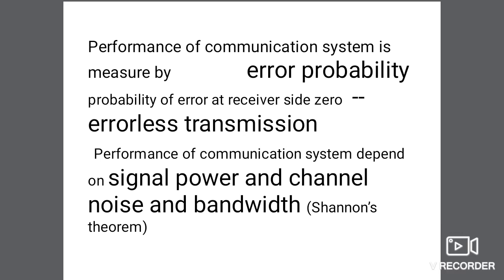What does the performance of a communication system depend on? Signal power, channel noise, and bandwidth. Bandwidth is the difference of the upper cutoff frequency and the lower cutoff frequency. Under these conditions, Shannon's phenomenon says it is possible to establish errorless transmission. So information theory is used for mathematical modeling and analysis of communication systems.